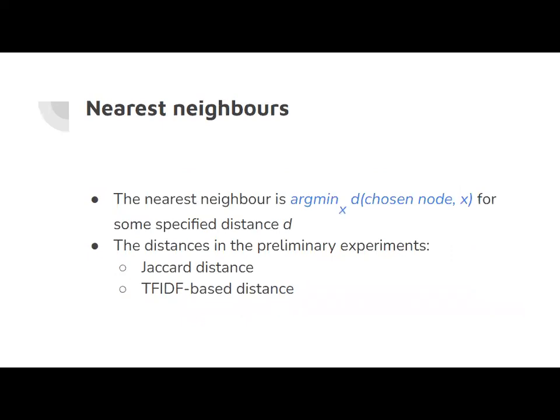About the nearest neighbors: after we choose some distance measure, not necessarily a metric, just some measure of distance, the nearest neighbor is the node where the minimum of the distances between a chosen node and other nodes is achieved. And if the distance measures the similarity of the nodes well, then the most similar nodes are those actually connected to the given node. In these preliminary experiments, we used Jaccard distance and TF-IDF based distance. We'll describe both later.